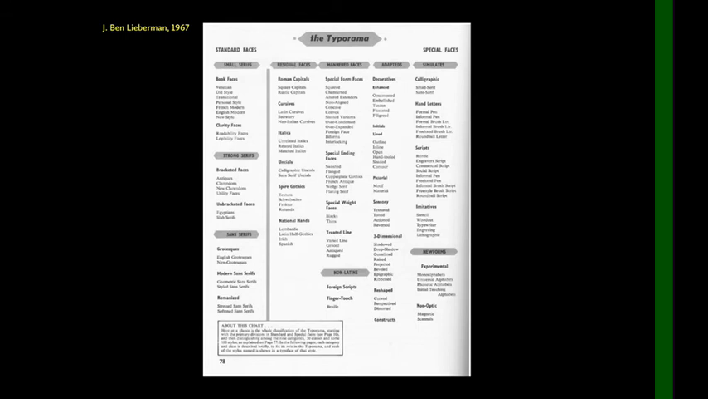This is J. Ben Lieberman, 1967. He published this great book on type, and he went the other direction. Instead of trying to have just a few categories, he has so many different categories here. I really love this because I just love the term the typorama. He's describing all the typefaces in the world as the typorama. It's so 60s. It's so space age.